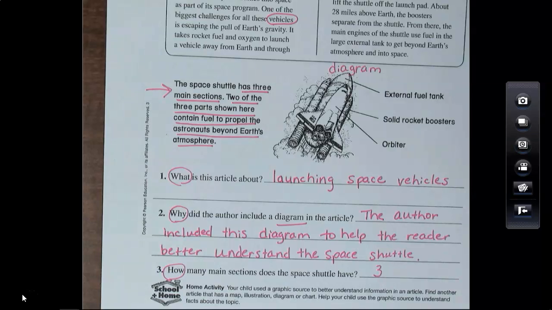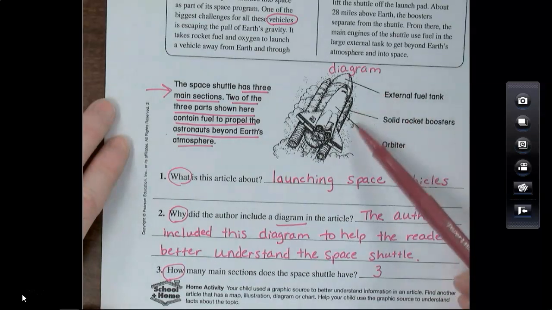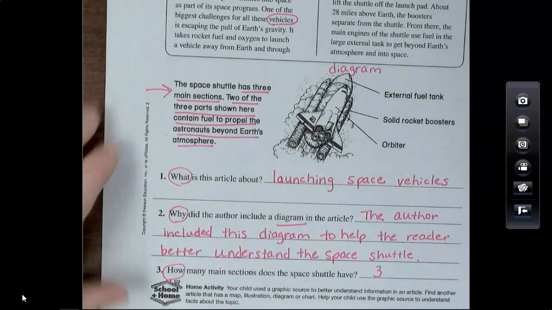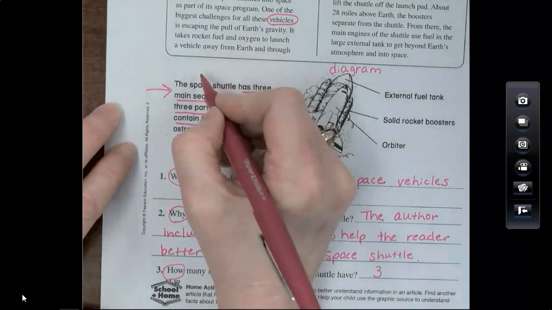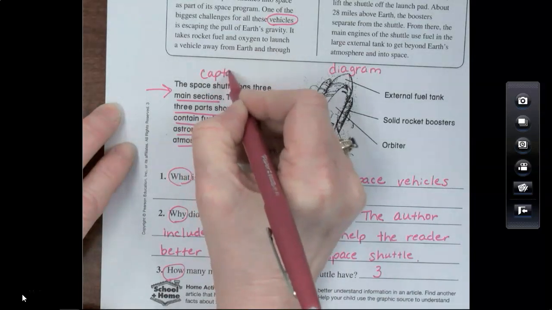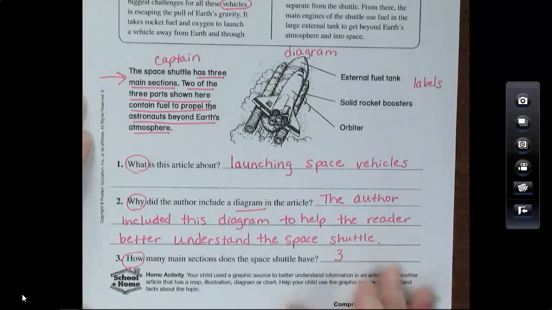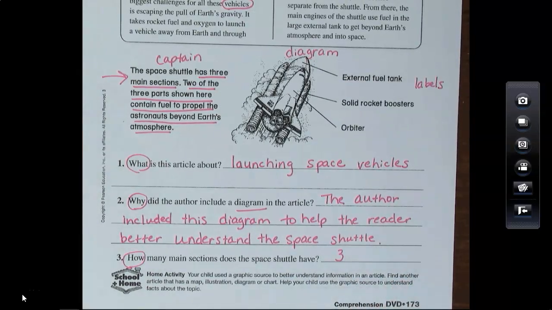Now, these are the labels on the diagram. These words over here, do you remember what they're called? Words that go along with a picture or a diagram or an illustration are called a caption. So the words are the caption that explain the picture or the diagram. And then these words are labels that go along with it. It clearly gives you a better understanding of what the space shuttle is like.